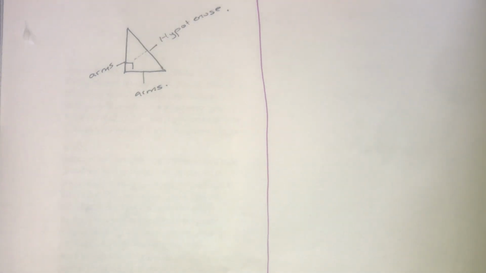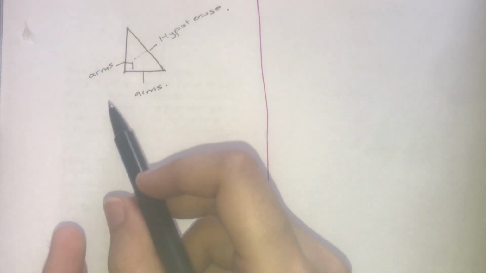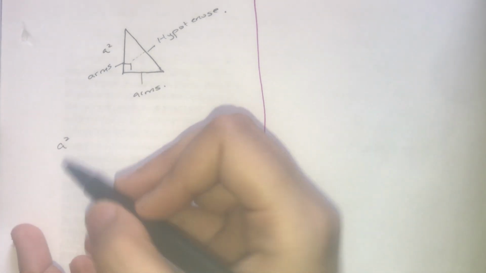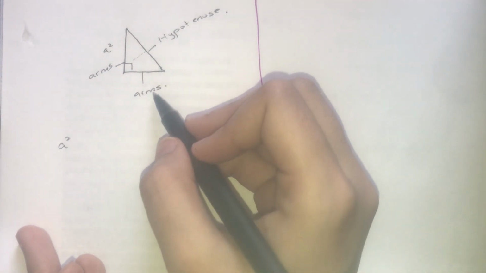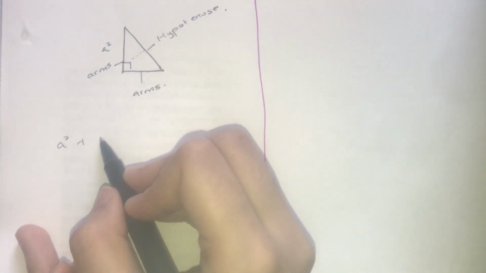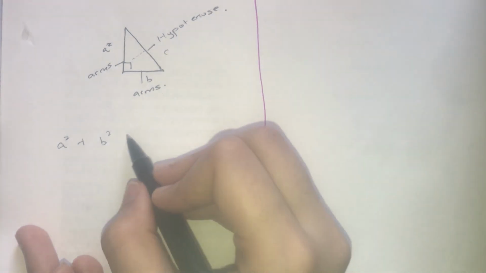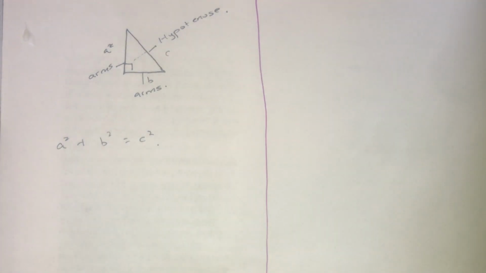Okay, so a very famous mathematician came up with a calculation that says that arm 1 squared, that is a squared, plus arm 2 squared, that is b squared, is equal to the hypotenuse squared. Okay, he said we can use this concept to find an unknown side of a right angle triangle.